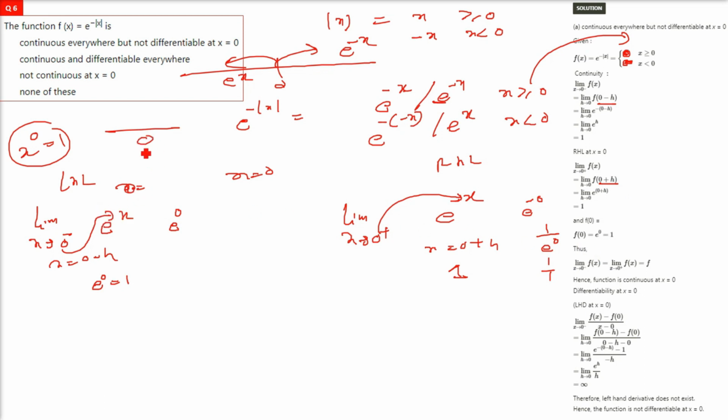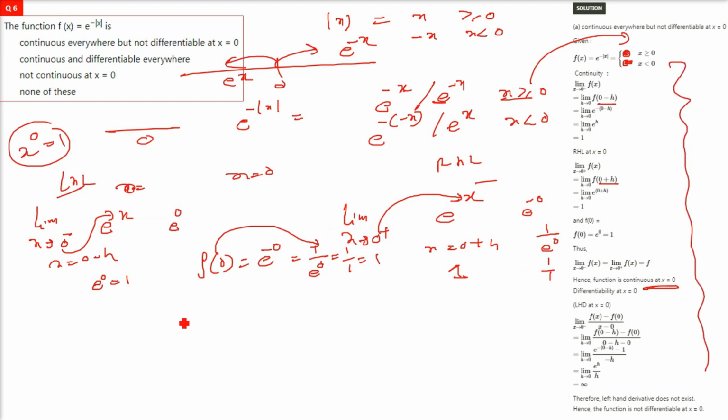And the value of the function at 0: if you put f(x) equals e raised to the power minus x for x greater than or equal to 0, you get f(0) as e raised to the power minus 0, that is e raised to the power 0, 1 by e raised to the power 0, 1 by 1, which is 1. I hope you got the idea. The left hand limit, the right hand limit and the value of the function at 0, all these three are the same. So the function is continuous at x equals 0. That is being established right now.